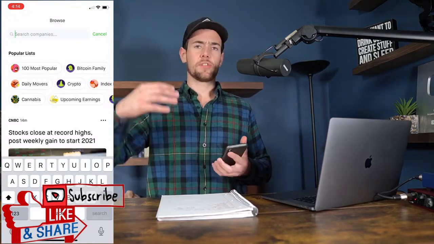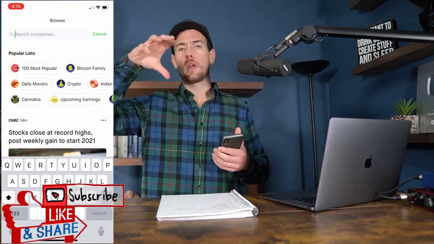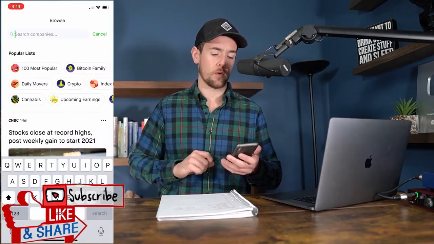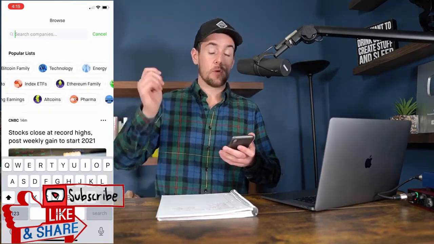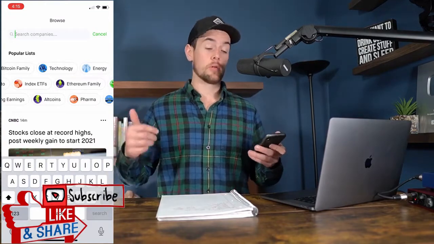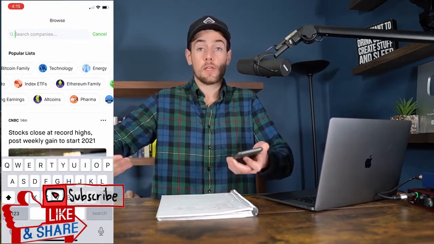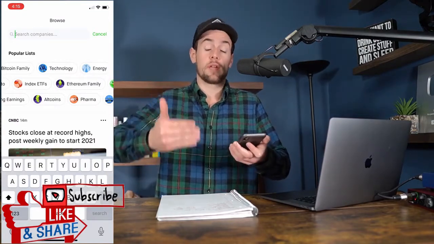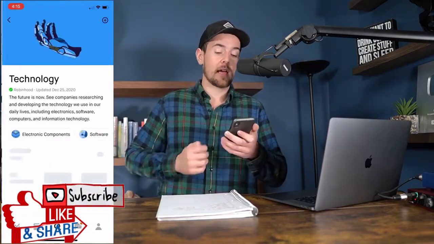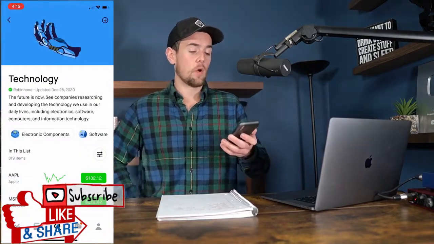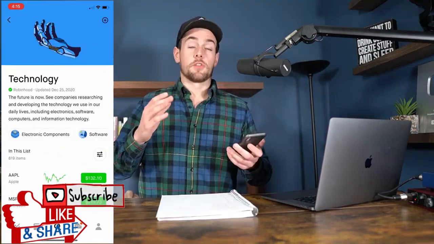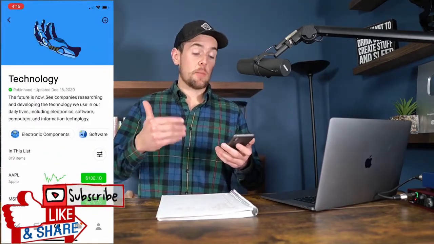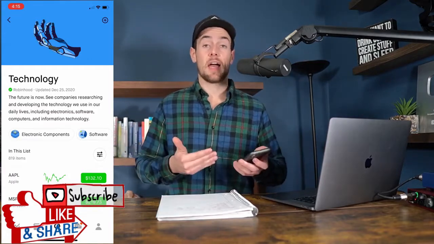The popular lists is a collection of stocks or ETFs within a certain category. So for example, we have one called technology. If you're looking to buy tech stocks, for example, you might click on one of these popular lists to get ideas for potential investments. So if I click on technology, you can see that it offers 819 different stocks here related to tech.